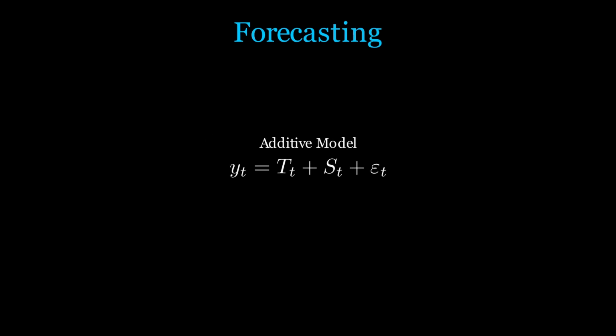We can combine these components in different ways. The most common is the additive model. Another approach is the multiplicative model, where the trend and seasonal components are multiplied together. If you have a purely multiplicative model, you can actually convert it to an additive one just by taking logarithms.